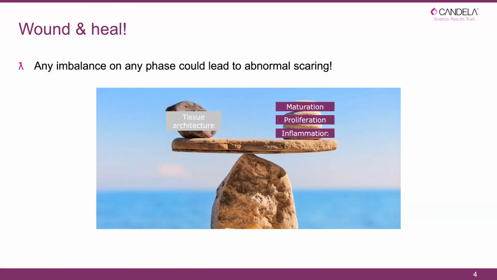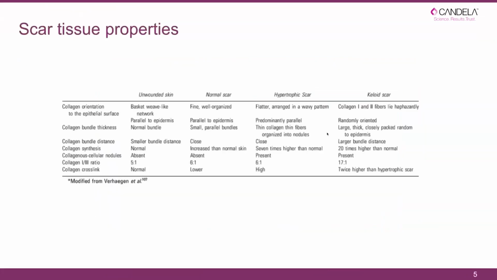That is basically this. When we have an imbalance in any of these phases, we will have an alteration in tissue architecture and sometimes in function too. Next slide. We should always have in mind that in scar tissue we have some alterations, and these alterations are not only in the architecture of collagen fibers, but also in the collagen 1:3 ratio, which is normally augmented in normal scars and even more in hypertrophic scarring. Next slide.